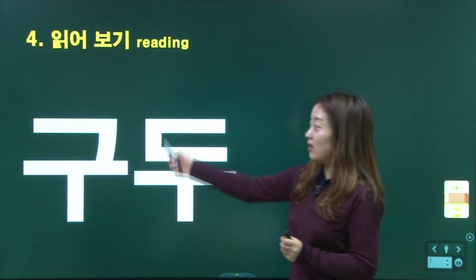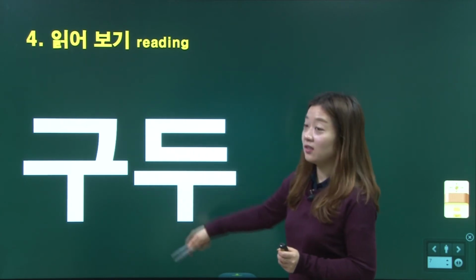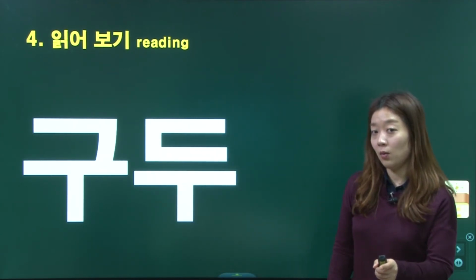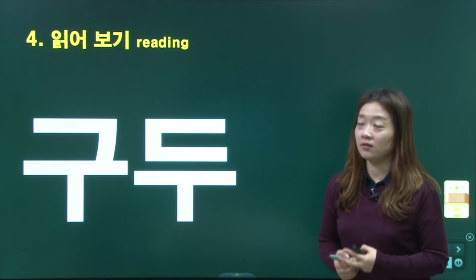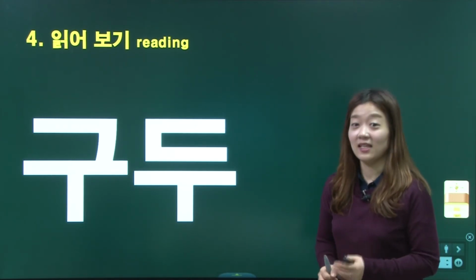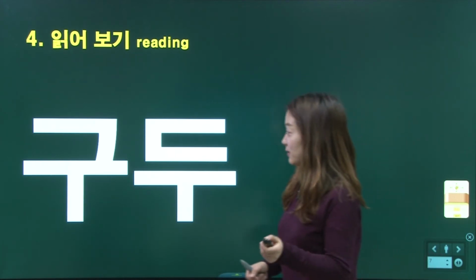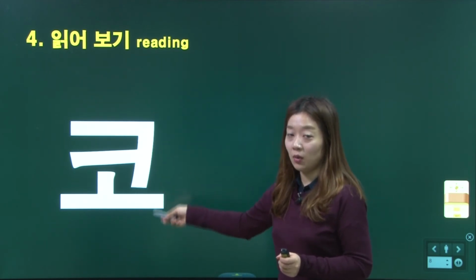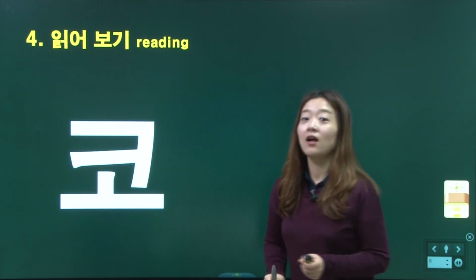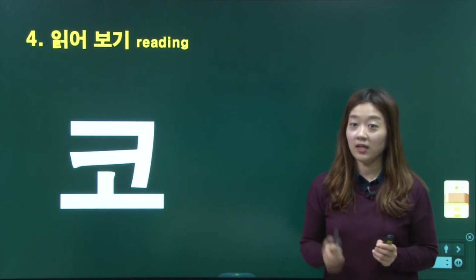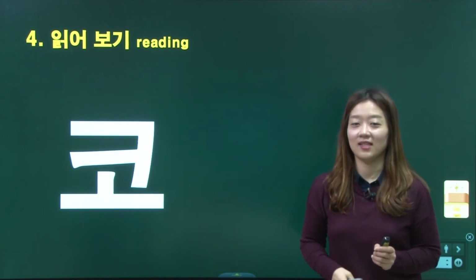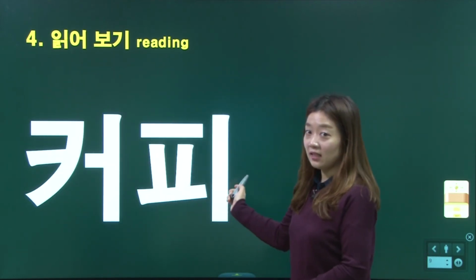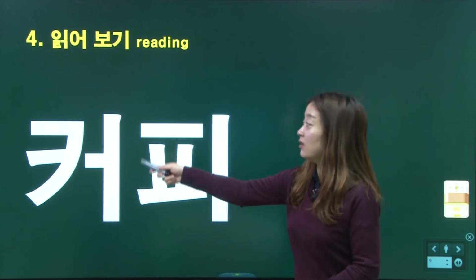Good. Next, 구, 두, 구두. Do you know what 구두 is? 구두 is one of the favorite things for all the girls. The shoes. That's right, shoes. Next, 크오, 코, 코. What's 코 on your face? 코. That's right, your nose. Okay? Very good.